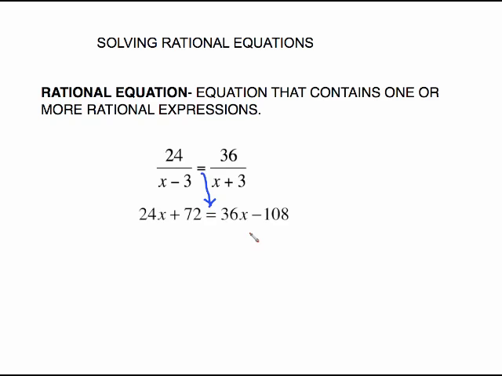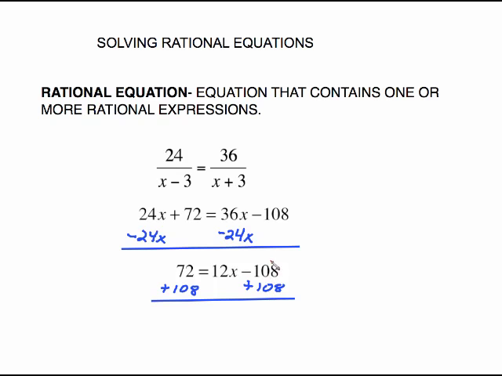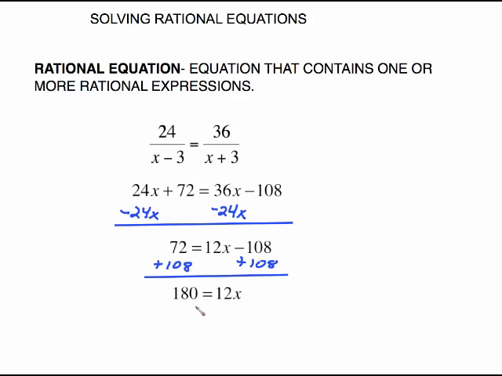We want to get our x's together. So let's subtract 24x from both sides. Those x's are going to cancel out, and we'll have 72 equals 12x minus 108. Our x's are together. We need to get rid of this negative 108 by adding 108 to both sides. Those cancel. Add this up. Gives us 12x equals 180. Divide both sides by 12, and x equals 15.